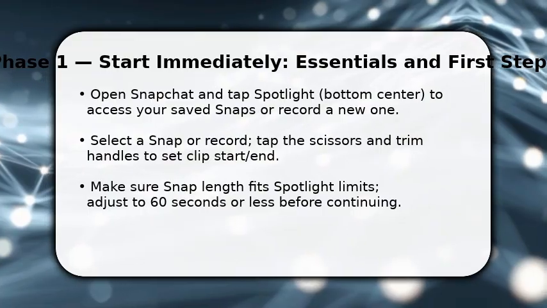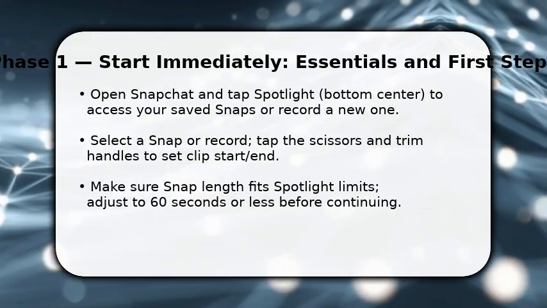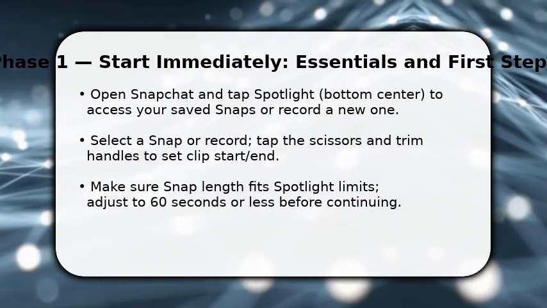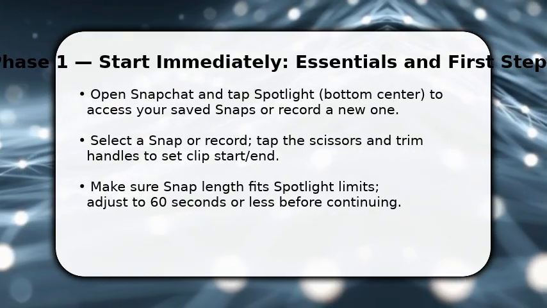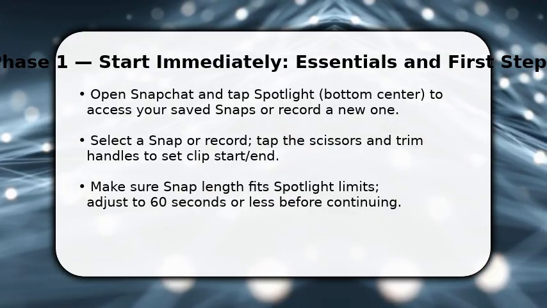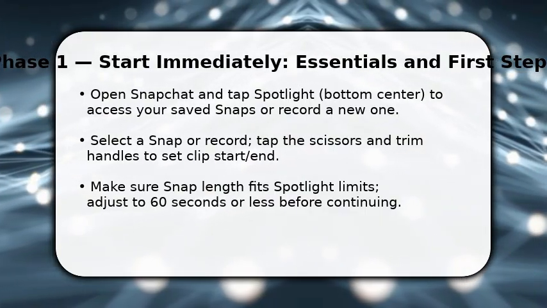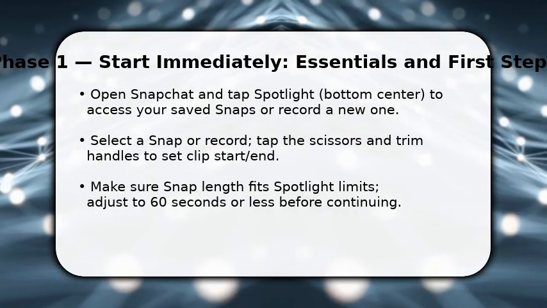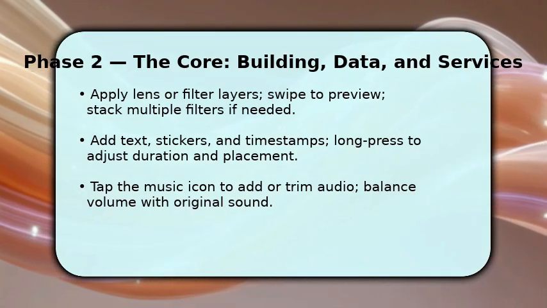Use the scissors tool and drag the handles to set your clip's start and end points, and make sure the final length meets Spotlight's limit. After you trim, review the clip quickly to confirm pacing, because that determines how you'll layer filters, text, and audio in the next steps. Now refine visuals and audio.